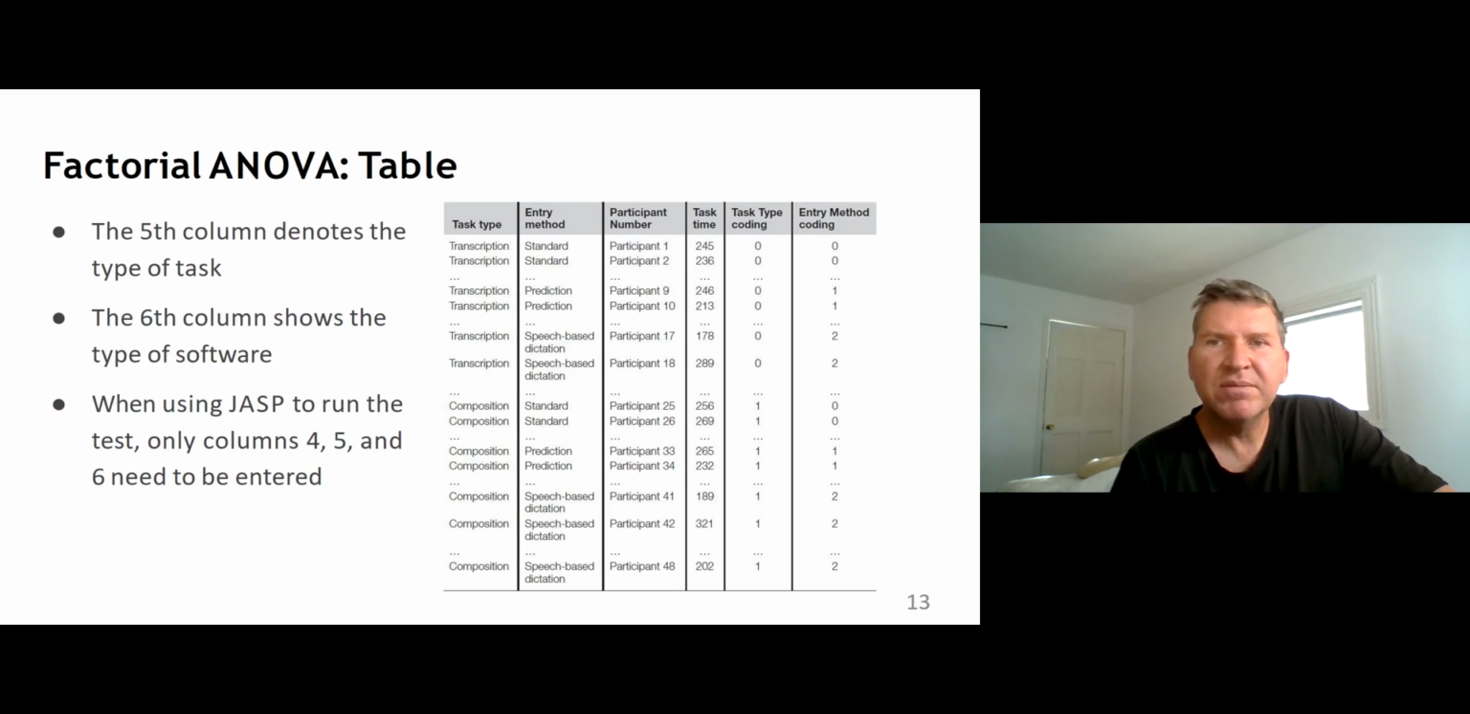Then we have entry method coding, which is 0, 1, or 2, depending on the type of entry method that we chose. And you can see here, we also have the task type. So we have 2 independent variables. We have coded in columns 5 and 6. And then we also have the task time in column 4, which is the dependent variable.